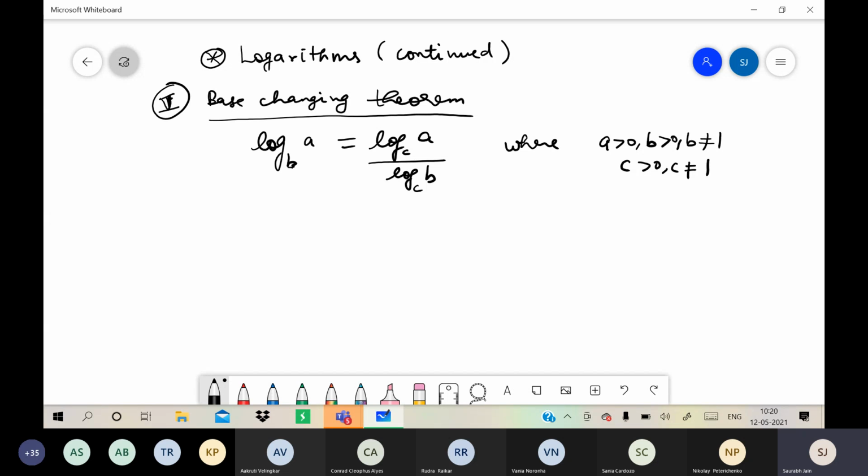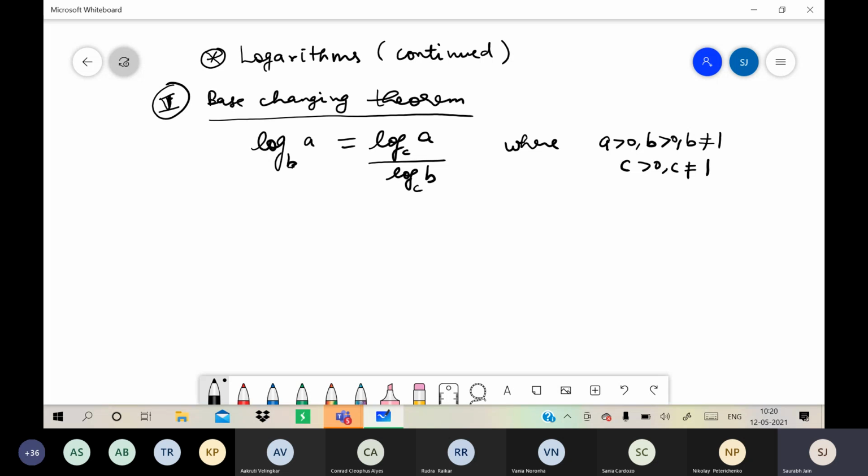However, what is the result? If you have log a to the base b, you can write it as log a upon log b, and you can give a new base of your choice, but it should be same in both.